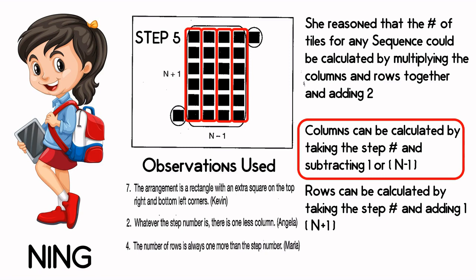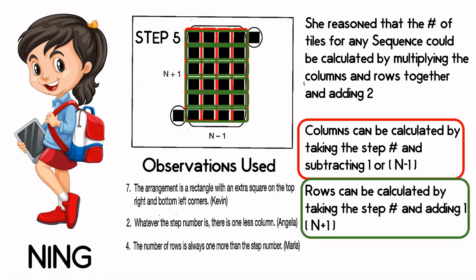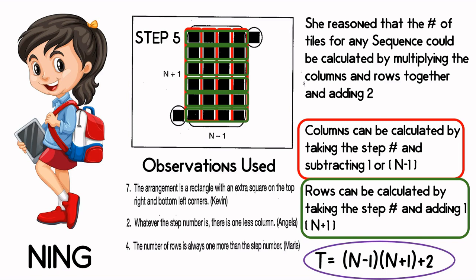And she determined that the columns could be calculated by taking the step number, and in this case 5, and subtracting 1 from it, and you'd have n-1. And then you could calculate the rows by taking the step number and adding 1. So since this is step 5, it would be 5 plus 1, and that's 6. And then you add the 2 original tiles that are to the side that weren't calculated, multiplying the rows and the columns, and you get our formula. The tiles are n-1 times n plus 1, plus 2.